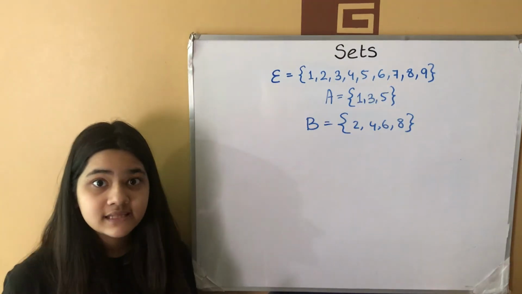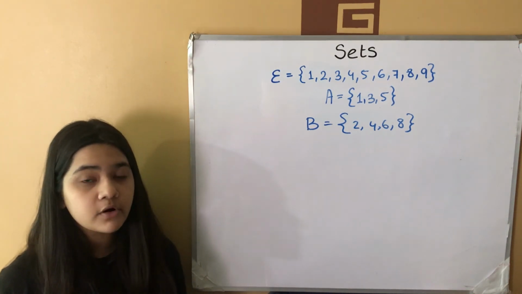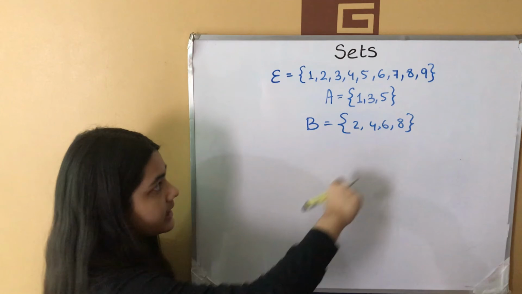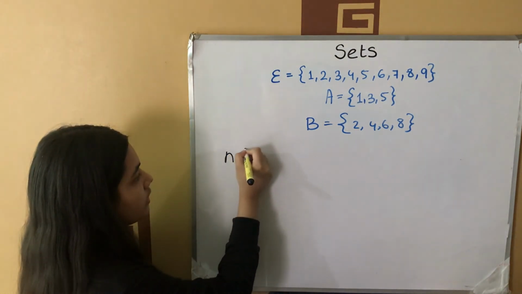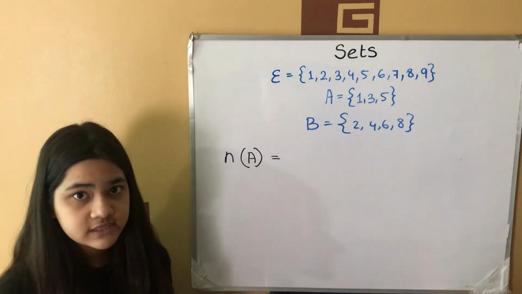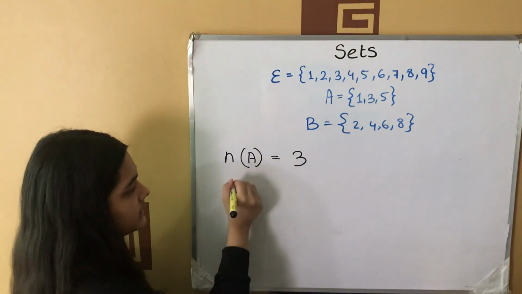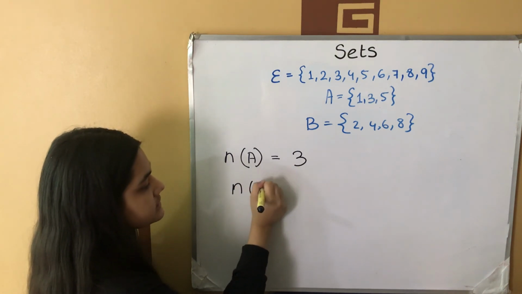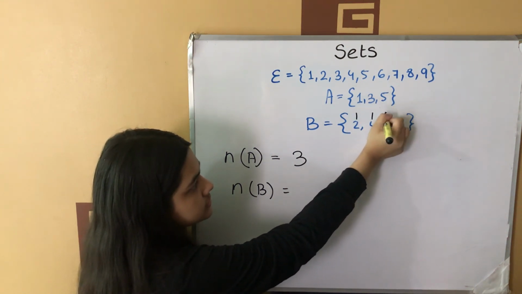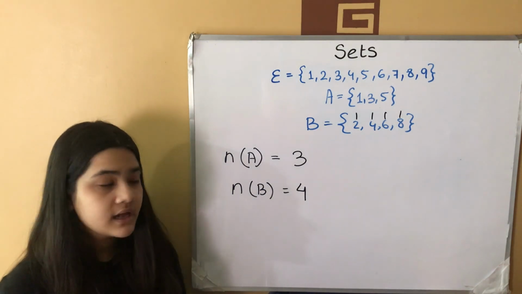And lastly, we have the size of a set or the cardinality of a set. This basically tells us the number of elements in a set. Here we have set A, which contains elements 1, 3 and 5. So the number of elements in set A, the cardinality of set A or the size of set A is 3. And the size of set B, which contains the elements 2, 4, 6 and 8. So it has 1, 2, 3 and 4 elements. So the cardinal number or the size of set B is 4.